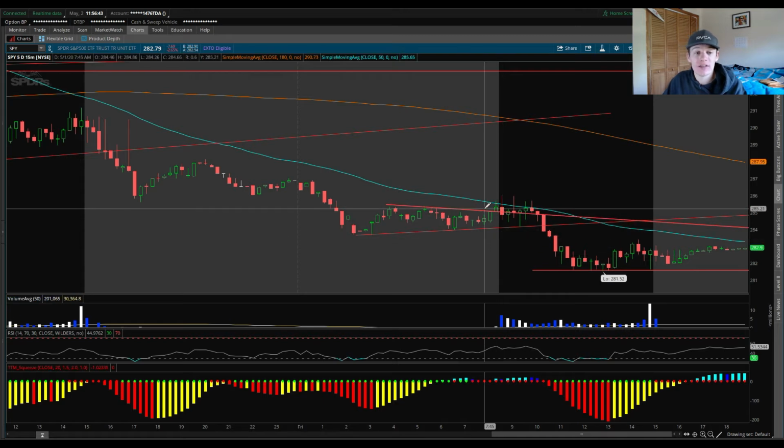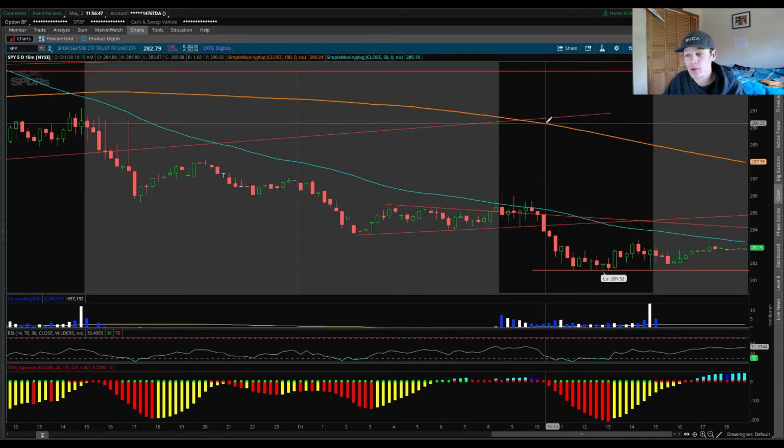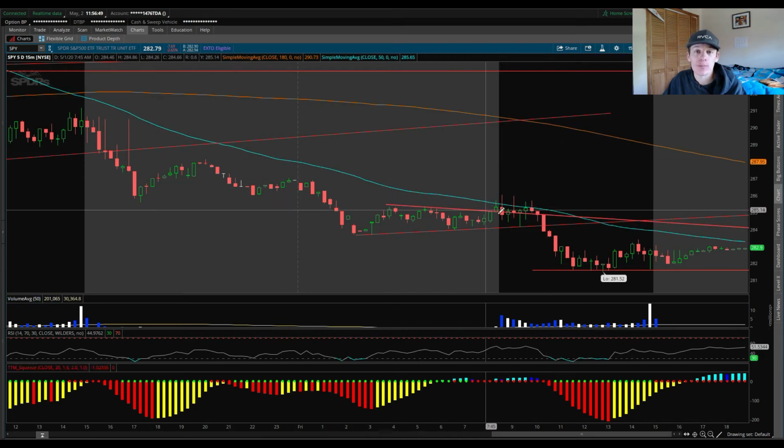So what's key about this is this teal line here is a 50-day simple moving average, and up here we got the 180. Obviously, both of these are pointing in a downward trend. We're in a downtrend, right? So we are rejecting this 50-day moving average, which is a great tool to use. And what I want to focus on down here is looking at the TTM squeeze indicator.